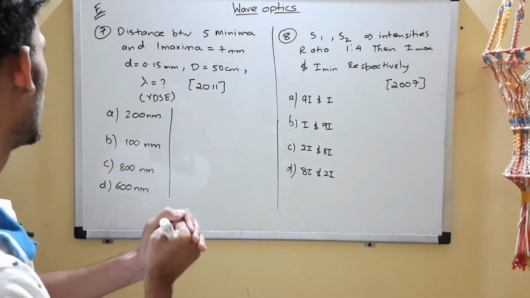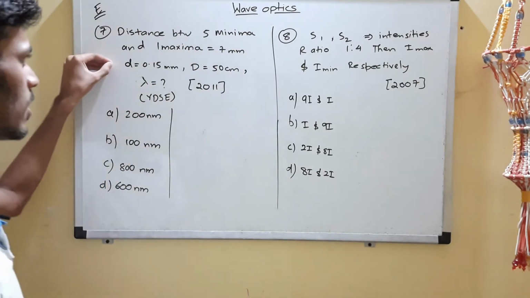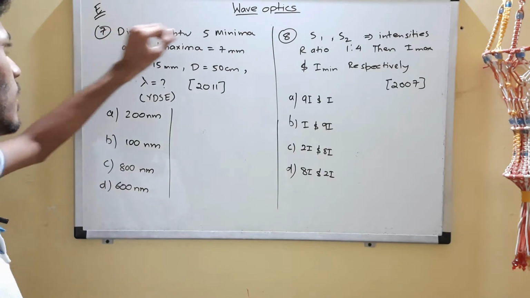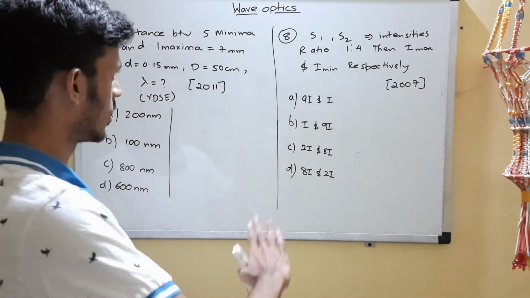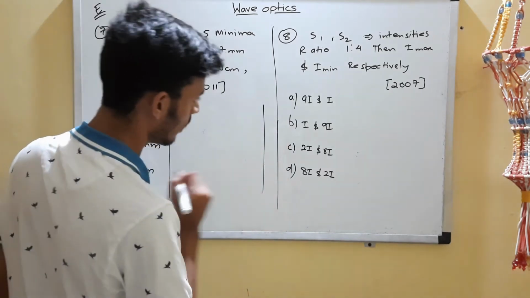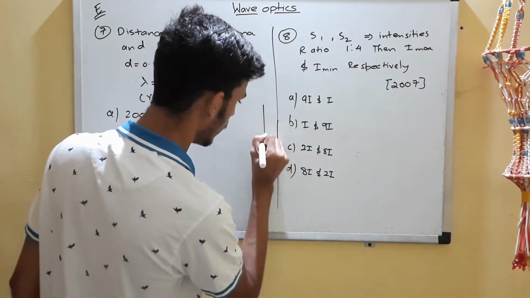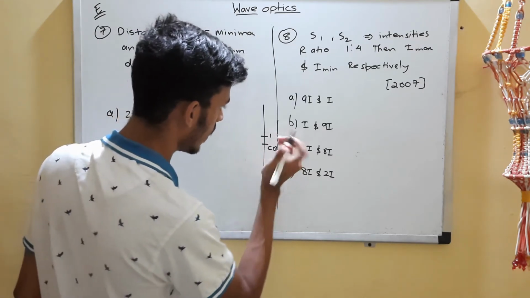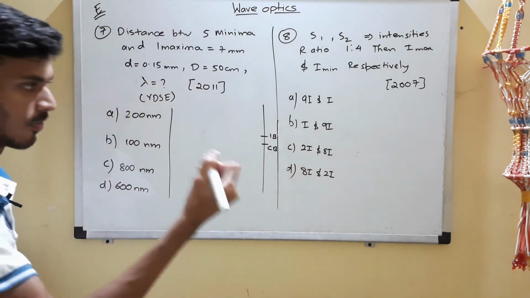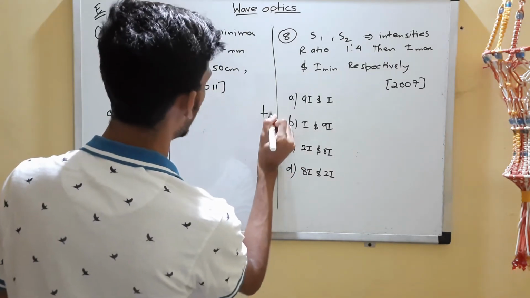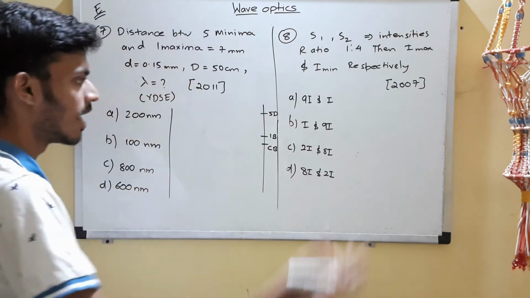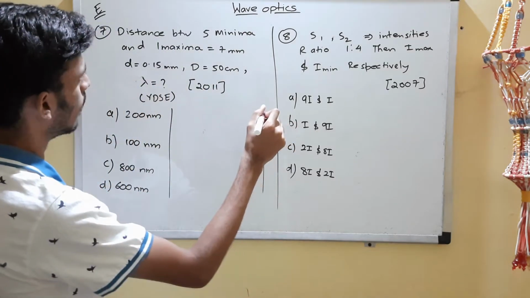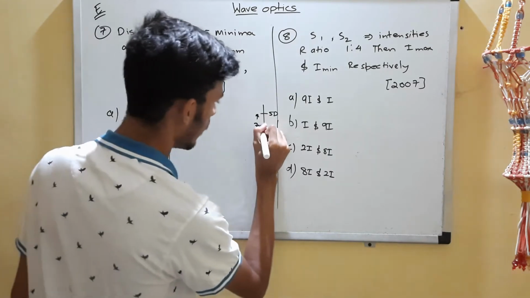Question 7 from 2011, here we have a YDSE setup. We are given small d, capital D. We are supposed to find lambda, and we are also told one extra thing, that the distance between the fifth minima and the first maxima is 7 millimeters. So basically if we have a screen over here, central bright over here, first maxima over here, we have the dark fringe in between them, and then we have the first bright fringe, and somewhere over here suppose we have the fifth minima, or the fifth dark fringe. The distance between the fifth minima and the first maxima is 7 millimeters.